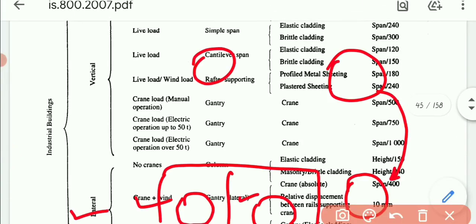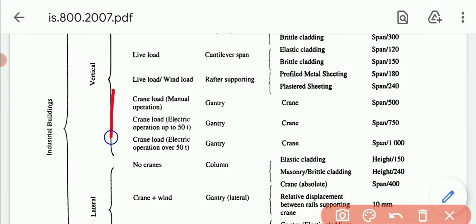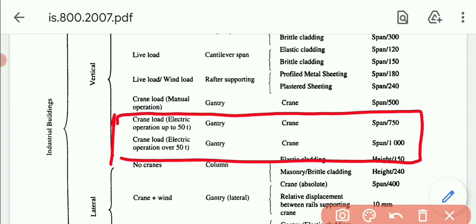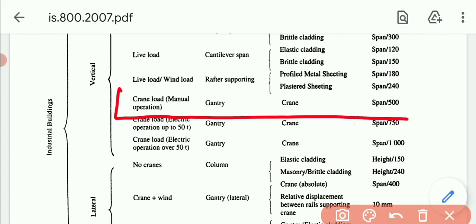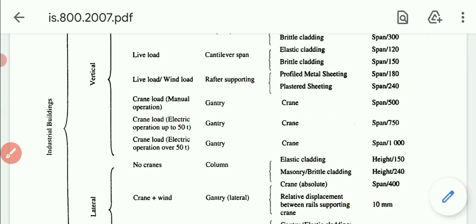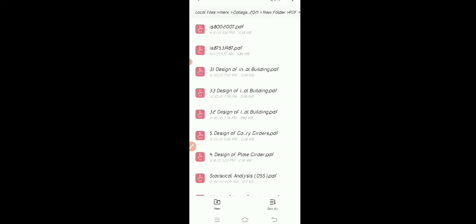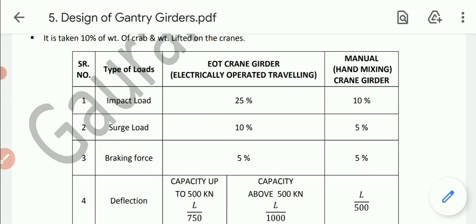First of all, crane girder for electric operation up to 50 ton, meaning up to 500 kilonewton, the span by 750 is taken, and over 50 ton, meaning 500 kilonewton, it is taken as span by 1000, and for manual it is taken as span by 500. So this is the criteria which I have shown in the main data.